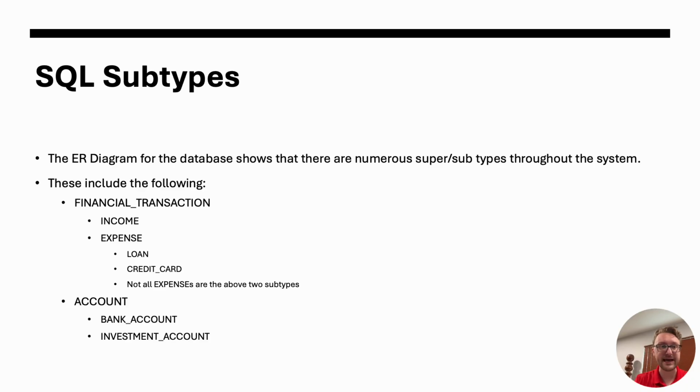So, just as a recap, we have several sets of subtyping going on here. We have two major typings: financial transaction and account. Under financial transaction, there are two children. We've got the income and the expense, and the expense can take the form of loan payment, credit card payment, or it could just be some other financial expense as well. Any expense doesn't necessarily have to be one of those two things. And then the accounts are split between bank accounts and the investment accounts as well.